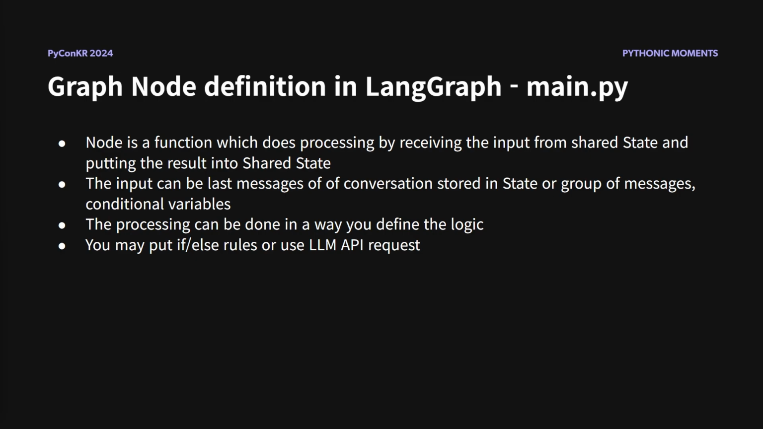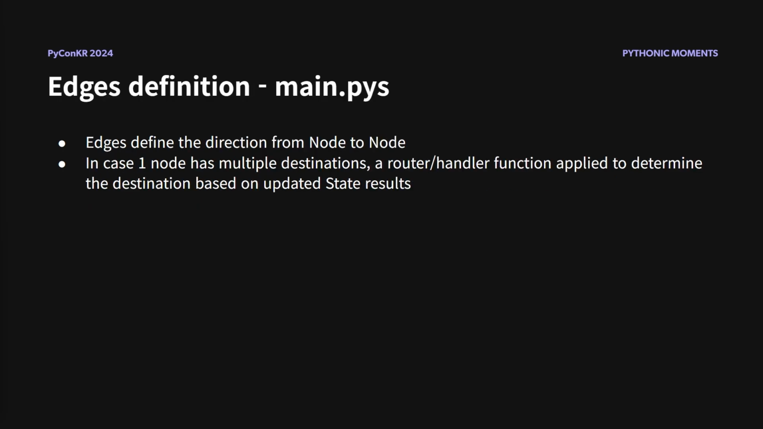In this system, a node is essentially a function that processes input from the shared state and updates the state with the result. The input to a node can be the last message in the conversation or grouped messages. You can define the logic inside of the node and control the flow using if-else statements or making LLM API request calls. Edges define the flow between nodes, determining the direction from one node to another.